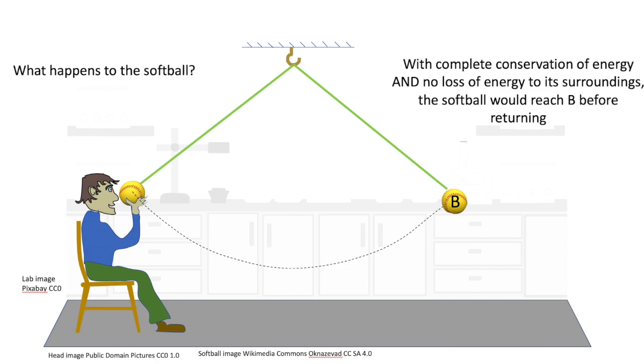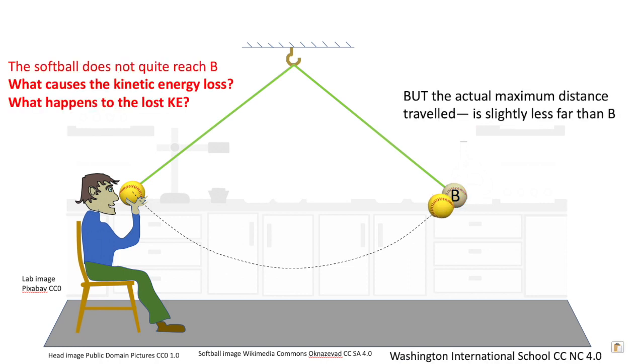And this is no loss of energy to its surroundings. The softball would reach B, sort of a mirror image from where it starts, before returning. But in reality, the ball's maximum distance is slightly less far than the position at B. So, what causes the kinetic energy loss? Again, pause to answer the questions. What happens to the lost kinetic energy? Where does it go?